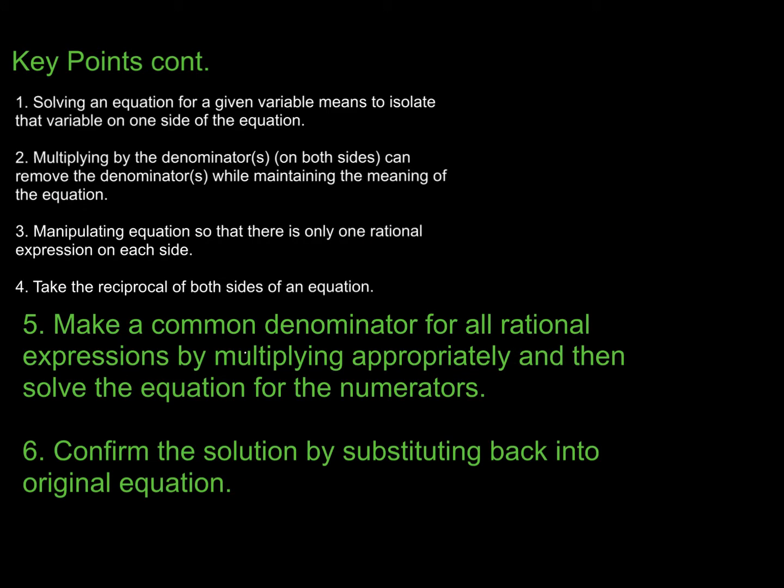Alright, so a couple of key points that we can add on for solving rational equations. The first is what we noticed in the first problem: if we have a common denominator for all the rational expressions in our equation, then we can solve the equation for the numerators. The only thing that we need to make sure are equal are the numerators. Also, we can confirm the solution by substituting back into our original equation.